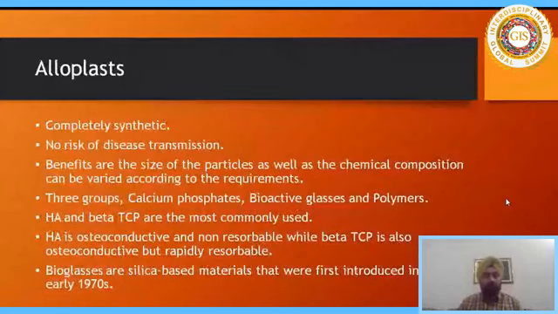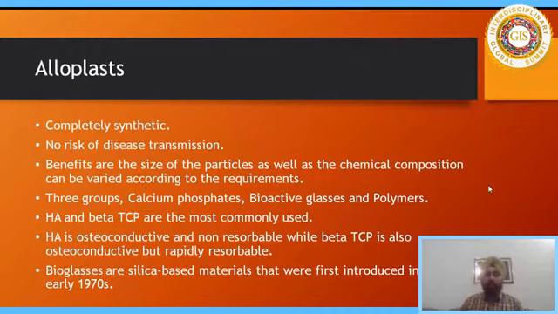So that is a drawback. Alloplast, completely synthetic. No risk of disease transmission is the best thing. Benefits are the size of particles as well as the chemical composition can be varied and controlled by the manufacturer. So the three groups, calcium phosphates, bioactive glasses, and polymers, exist. Hydroxyapatite and beta TCP are the most commonly used grafts and the cheapest also. Hydroxyapatite is osteoconductive and non-resorbable, while beta TCP is also osteoconductive, but it is rapidly resorbable. So they are used in combination.